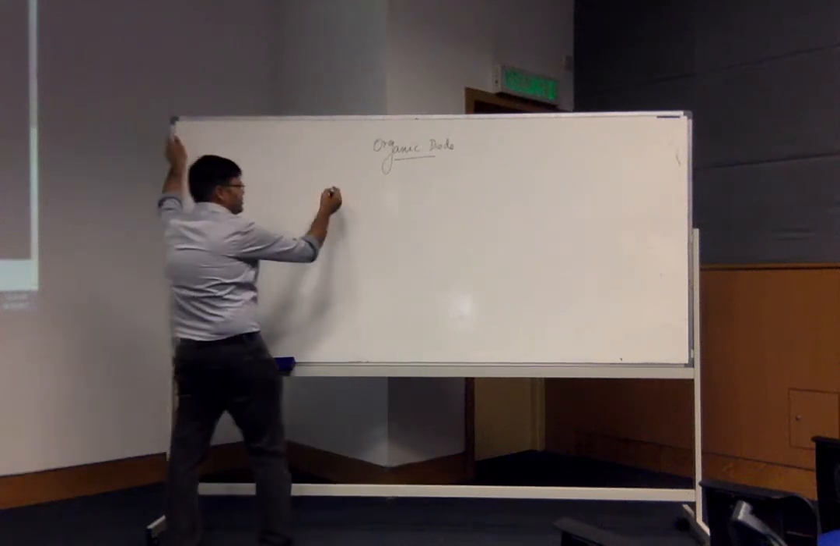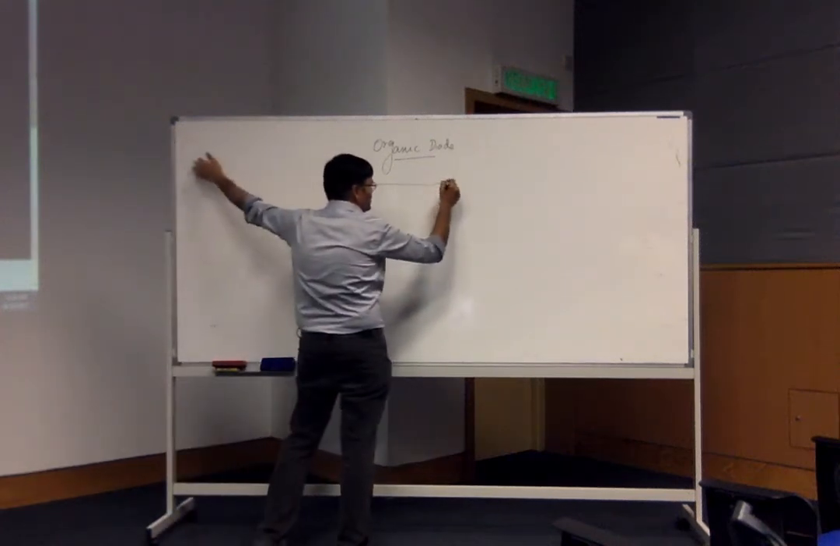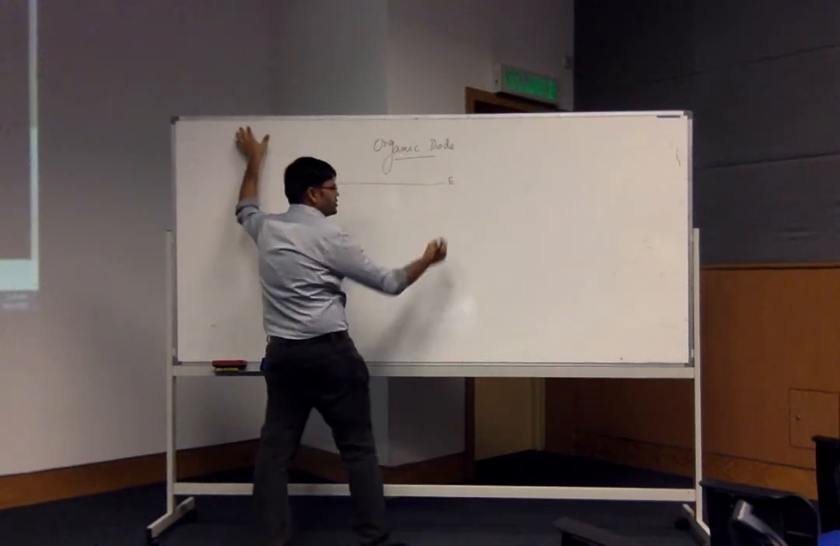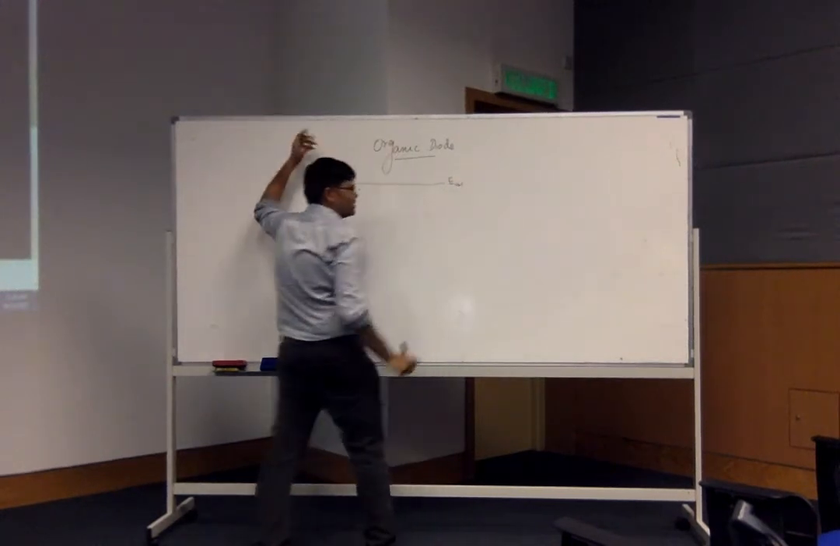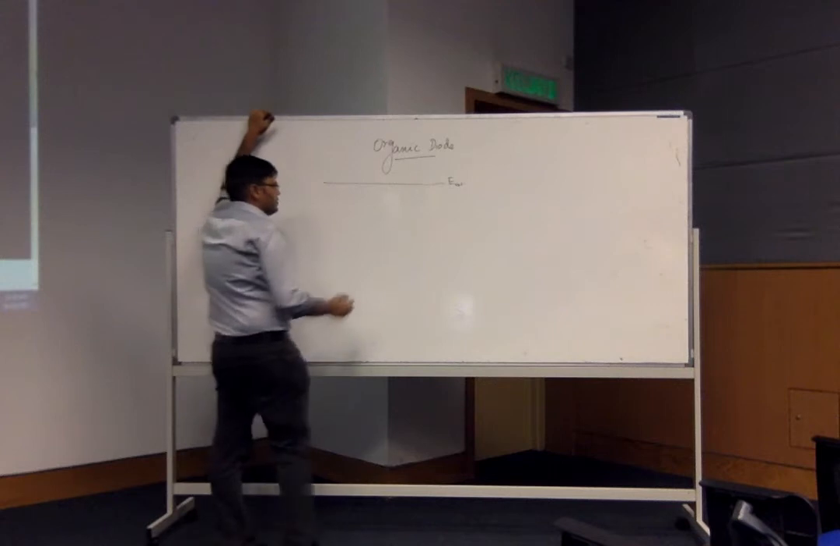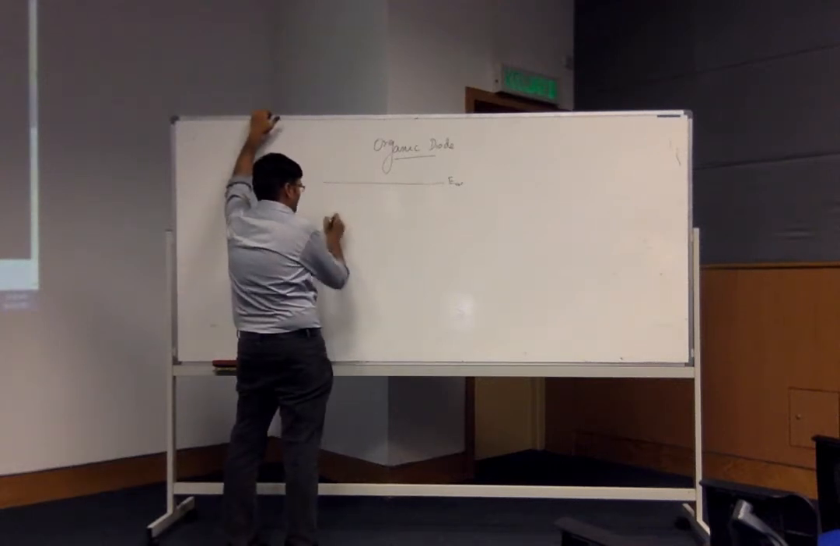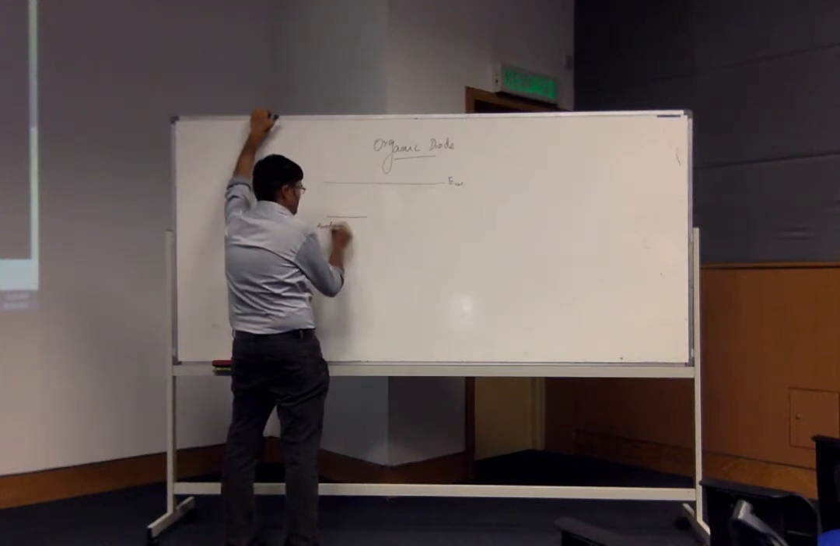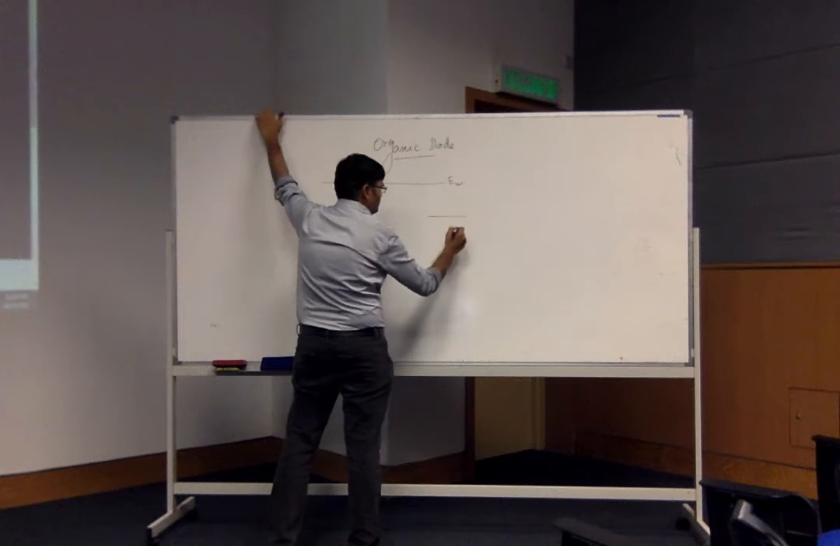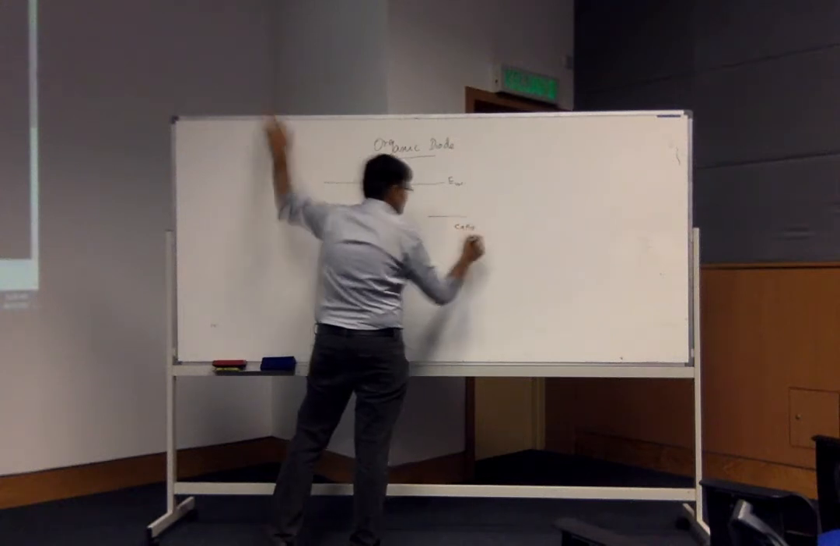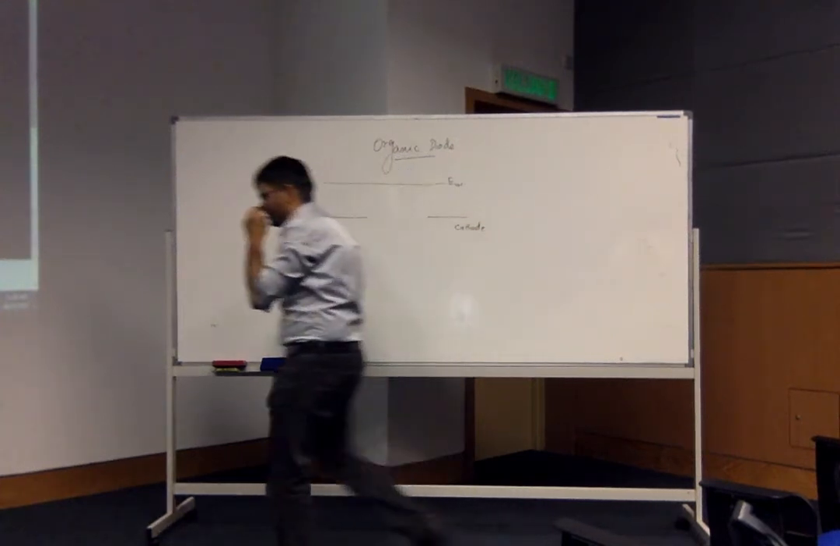So we define an energy level with respect to vacuum. It's some electric potential energy level. So we have the anode, a cathode.